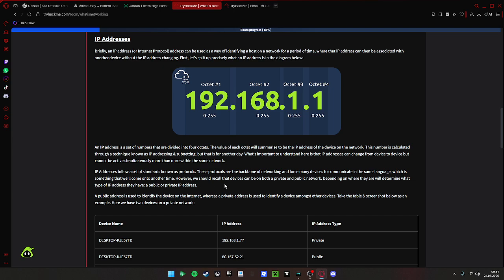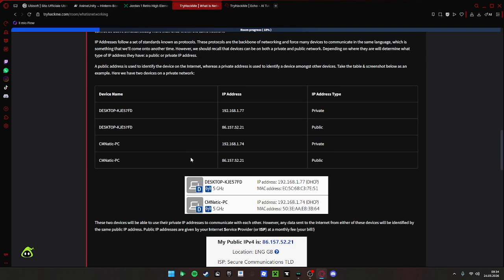We should all recall that a device can be on both private and public networks. Depending on where they are will determine the type of IP address: a public network or a private IP address. A public address is used to identify the device on the internet, whereas a private address is used to identify a device amongst other devices. Take the table and the screenshot below as an example.